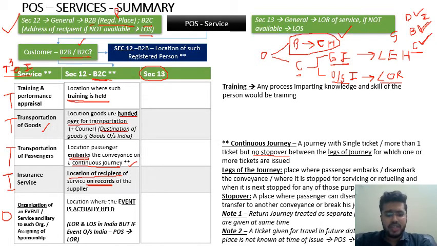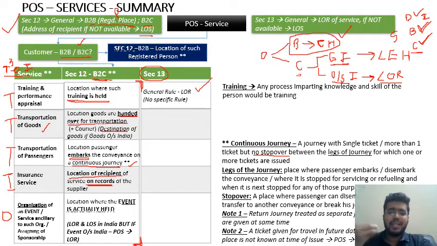But for these 5 services, what will happen if either of the parties is outside India, right? So training and performance appraisal services is mentioned in section 12, right? So all of what we discussed now are section 12 specific provisions, right? But we are just having a comparison whether they are also there in section 13. For training and performance appraisal services, guys, there is no specific rule in section 13, which means you have to apply the general rule, right?